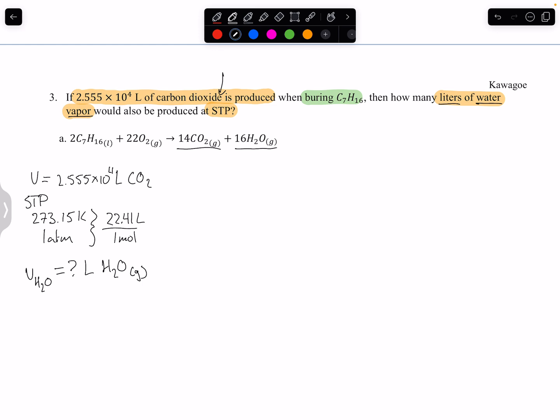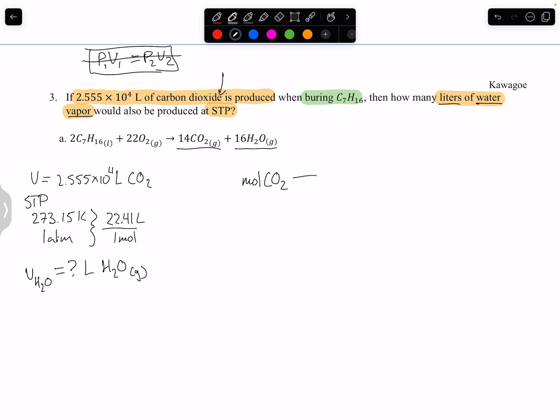So again, you might be tempted on a problem like this. You see, oh, I've got a volume, and then I'm asked for a different volume. You might be tempted to think of a simple gas law. Maybe you're thinking P1V1 equals P2V2. Well, the problem with that is this would be for the same gas. And here we're going from carbon dioxide, and we're calculating water vapor. So whenever we're doing one compound into another compound, that's stoichiometry.